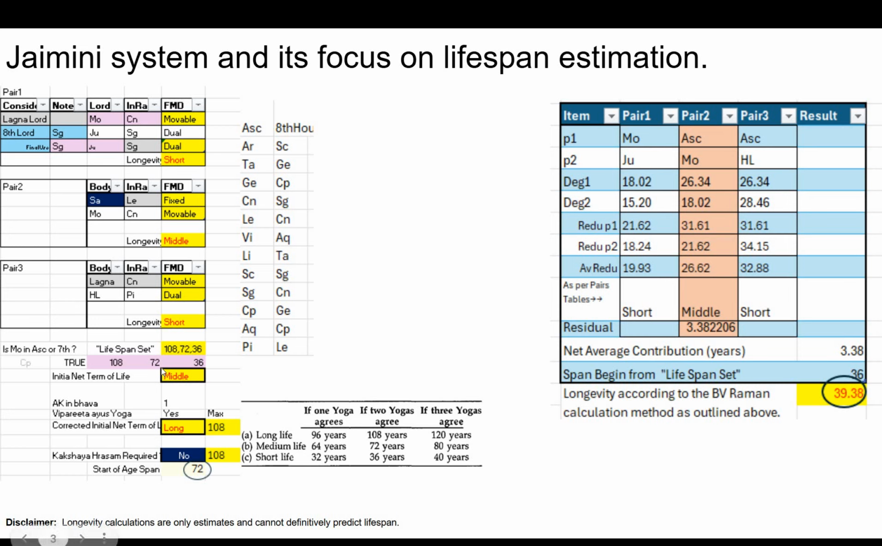So if it's going to be a long life, say for instance, you get the span out 108, 72, 36, because here it happens to be a short life, a middle life and a short life. So two are agreeing. When two yogas agree, then the span is 36, 72, 108. So that is why 36, 72, 108 is taken here.